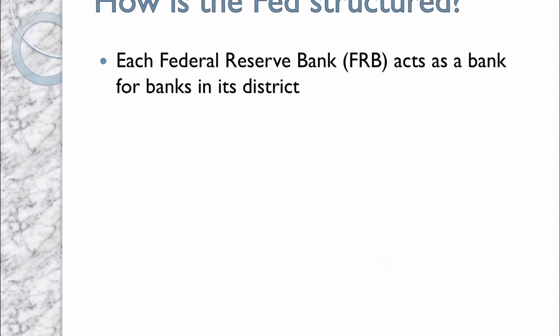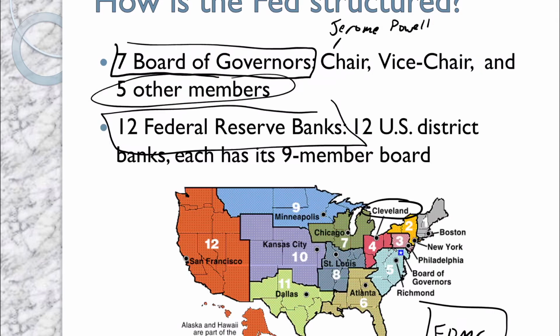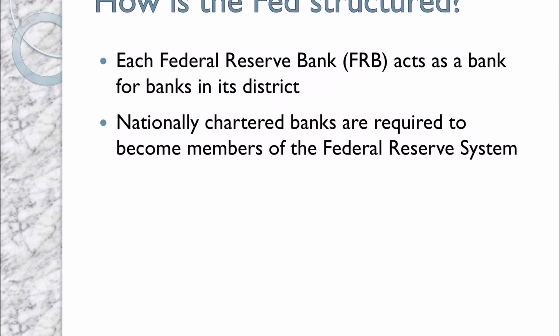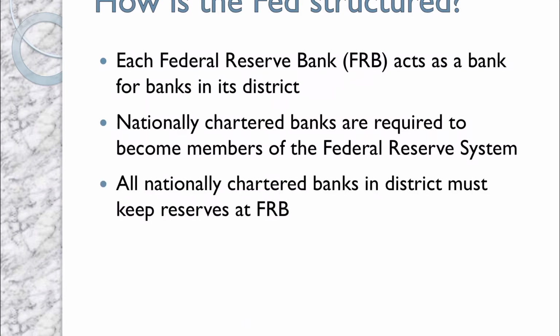Let's continue with how the Fed is structured. Each Federal Reserve bank acts as a bank for all the other banks within its district, right? So they are considered the bank of last resort for all of the banks within their district. The Athens banks here are under the jurisdiction of the Federal Reserve Bank of Cleveland. So they are in this red area here. Their Federal Reserve Bank is in Cleveland, so they are under its jurisdiction. All nationally chartered banks are required to become members of the Federal Reserve System, okay? And all these nationally chartered banks in the district must keep reserves at the Federal Reserve Bank of that district.